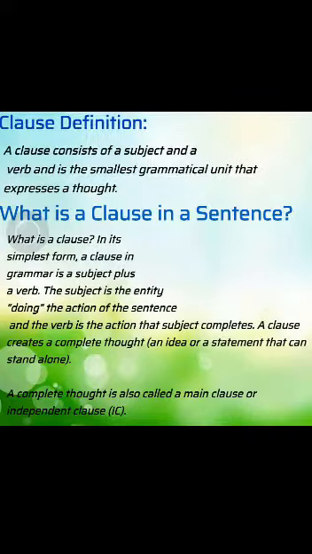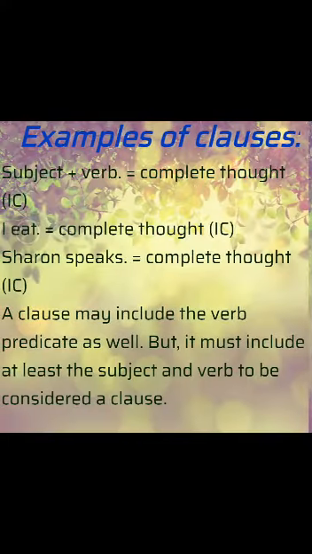There are two types of clause: independent clause and dependent clause. Here are a few examples of clauses. In a clause, subject plus verb. You must know what a clause is. Wherever there is a subject and a verb, that is called a clause, whether it has a complete sense or incomplete sense. If there is an incomplete sense, it means it is a dependent clause, not independent. And if there is a complete thought, that is IC, it means independent clause.